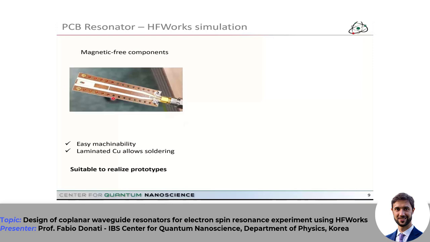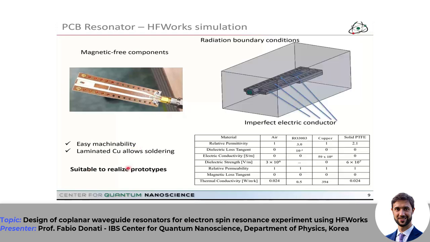So this is the first prototype realized of our resonator. It's done with a printed circuit board, so PCB material here. We chose this material because it's easy to machine and realize the different parts. We can use this technology of the laminated copper, which is very well established, and we can use it to solder our part without any problem. So it's extremely suitable to realize prototypes. Now, here comes the part where we wanted to understand how the microwave propagates inside and works in our device.